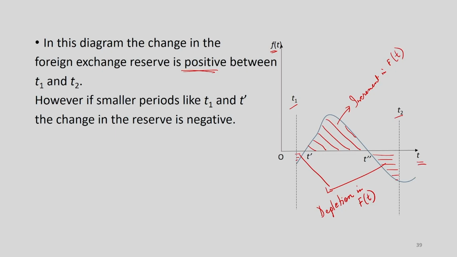However, if smaller periods like T1 and T dashed are taken, then the change in the reserve is negative. That is quite obvious. So, I take the period from T1 to T dashed, this small period. Here you can see that there is this area which is below the t axis, and if it is below the t axis, that means small f is negative, and therefore, there is depletion in foreign exchange in this particular time frame.